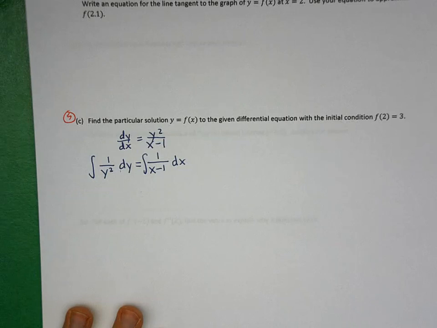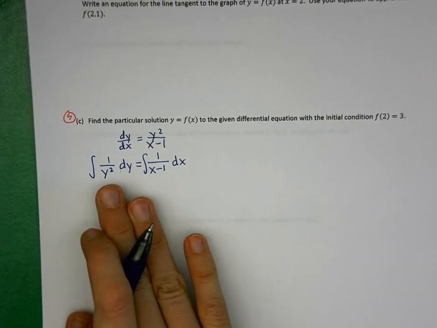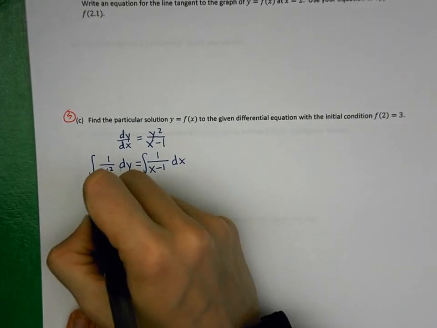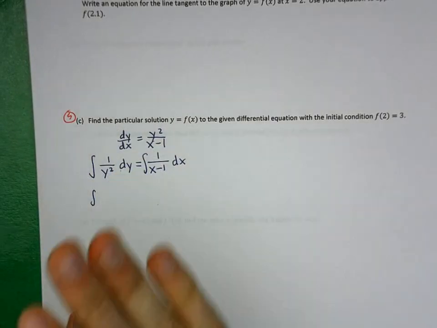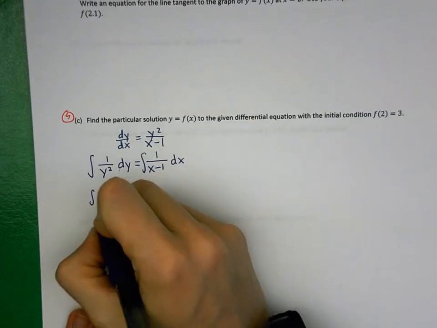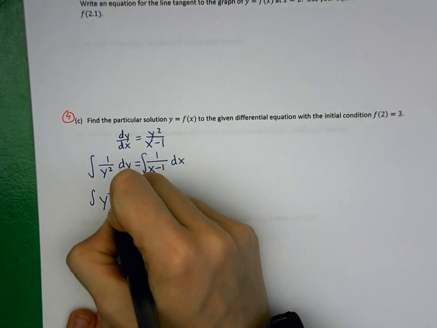Next 2 points come from your antiderivatives, your two integrals here. So on the left-hand side, this one looks like the natural log. It's very tempting to want to call that natural log of y squared, but remember this is y to the negative 2 over here.